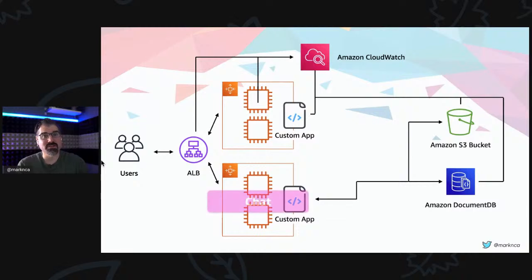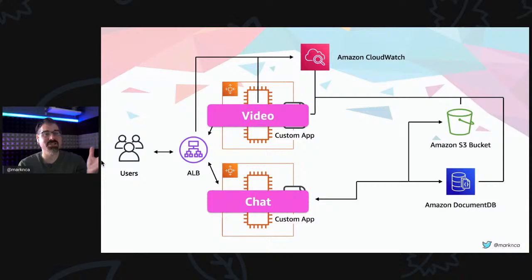So they split. That's the first thing they did. They split their chat and they split their video. They used the same app. They just didn't use half of it. And they used the ALB to route video to one and chat to the other. And this made a huge improvement. Simply diverging concerns made a big improvement.